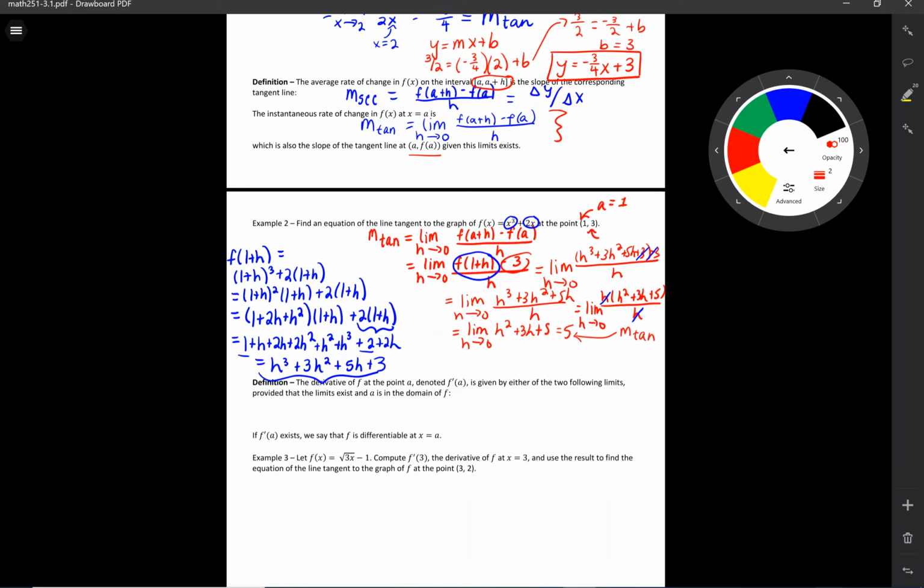Now I just need to plug in my point to solve for b in our y equals mx plus b form. So I have y equals mx plus b. My y is 3. My slope I just found to be 5. My x is 1. So this gives me 3 equals 5 plus b. So b equals negative 2. So my tangent line is the equation y equals 5x minus 2.